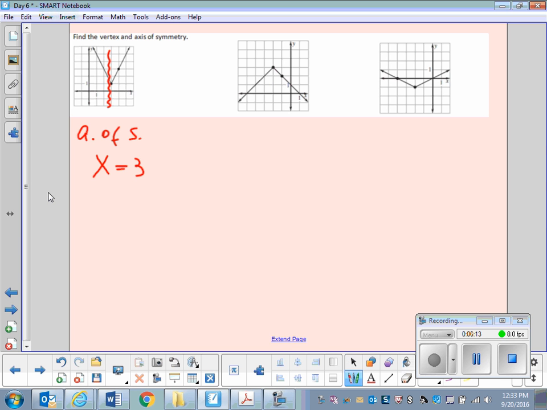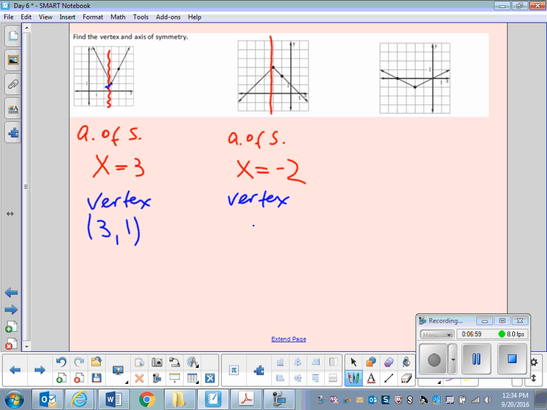And so what is my vertex here? 3, 1. So it has to be on the graph, but my axis of symmetry goes through it. So my vertex is 3, 1, right here. Okay, let's try the second one. What is my axis of symmetry here? X equals -2. Very good. This line divides my graph into two symmetrical parts. And then what about my vertex? 2, 3? No, -2, 3. Right here. It's the point on the graph, but my axis of symmetry also goes through it.